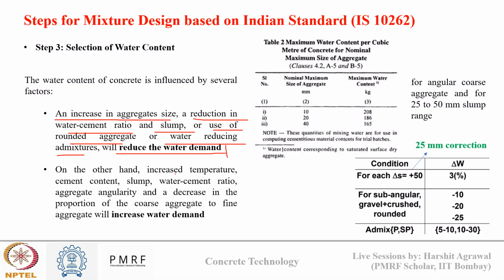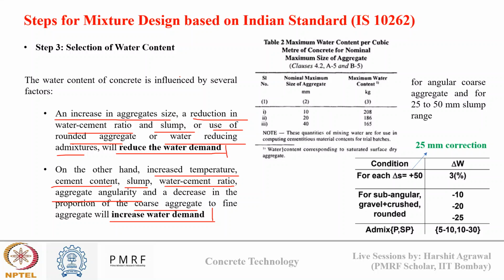On the other hand, if there is increased temperature in the surrounding, there is more cement content, there is more requirement of slump from concrete. If we have higher W by C ratio, if we have angular aggregates, or if we have lower proportion of coarse aggregate to fine aggregate, then it will increase the water demand. So water demand from concrete may increase or it may decrease based on what we need from concrete and what type of components we are using in concrete.